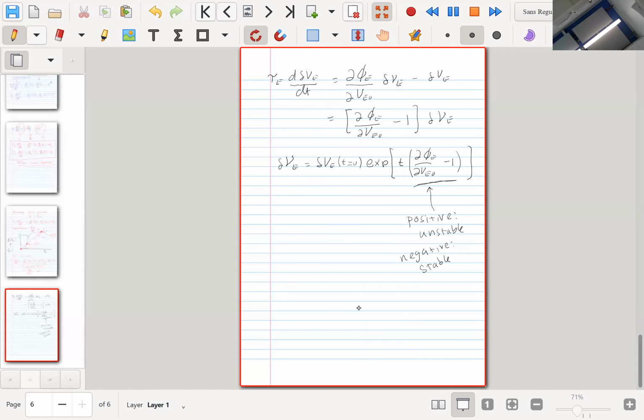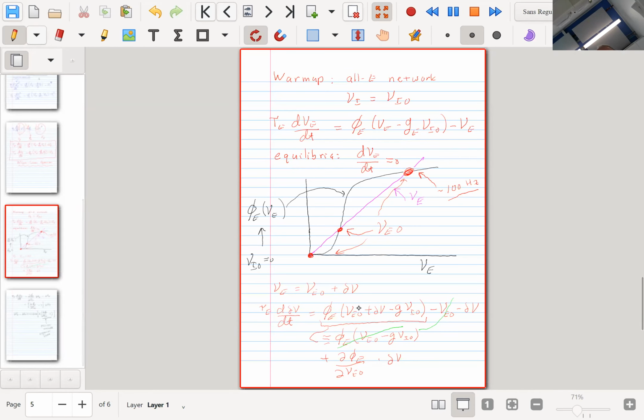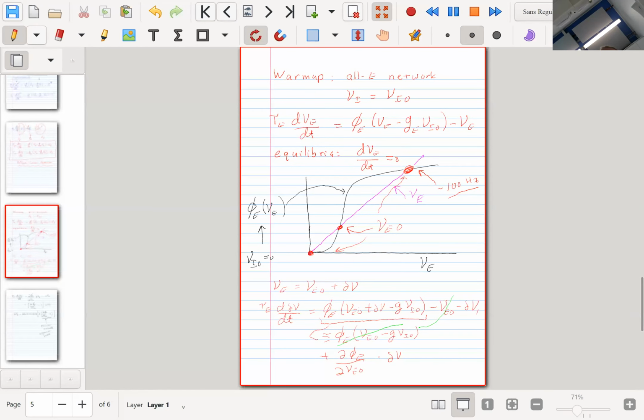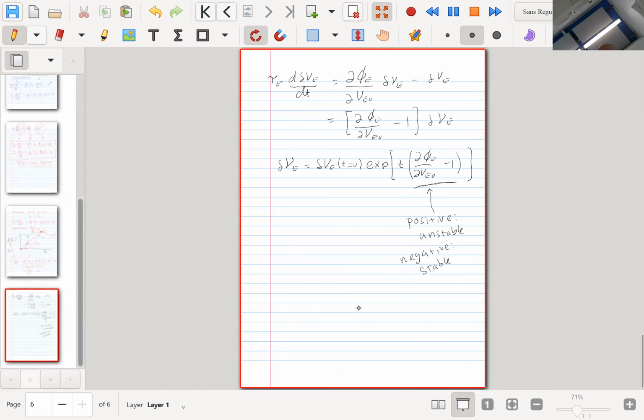Let's go back and put these here. Okay. So basically this quantity here is the slope of the gain function phi E. And if the slope of phi is greater than 1, the fixed point is unstable. If it's less than 1, the fixed point is stable.